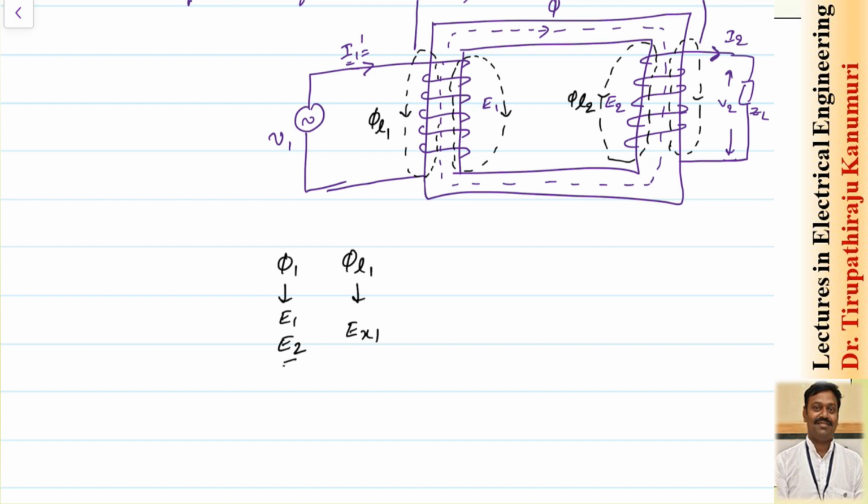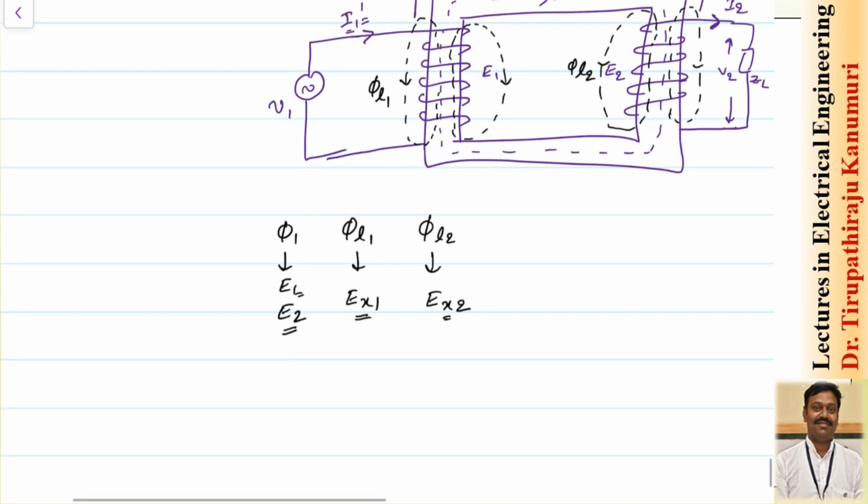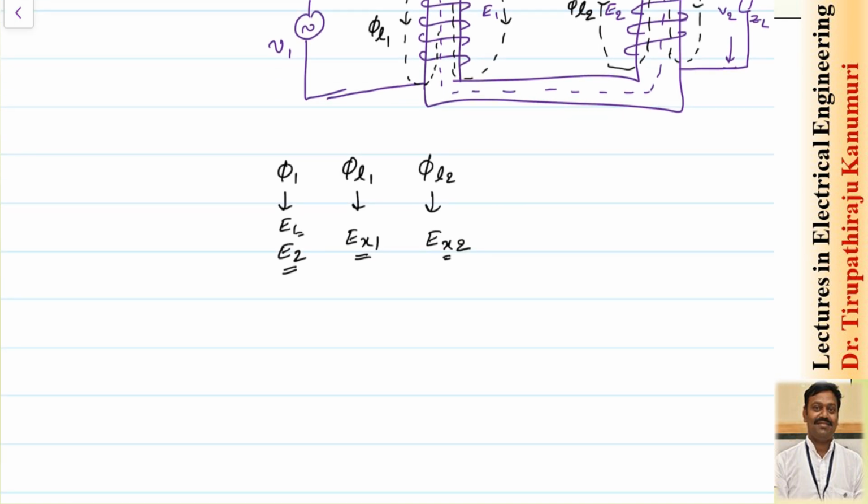That means E2 will be induced, E1 will be induced, as well as EX1 also will be induced. Similarly, in the secondary side there is a leakage flux phi L2. Due to this leakage flux, one more extra voltage will be induced along with E2, that is EX2. This X stands for reactance, because it doesn't produce or consume any power, actually it is inducing the voltage.